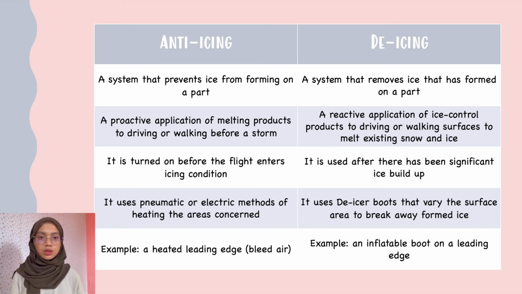So the third difference is anti-icing is usually turned on before the flight enters icing conditions, while de-icing is usually used after a significant amount of ice has built up on the airplane. So the fourth one is anti-icing uses pneumatic or electrical methods to heat the area of concern, while de-icing uses pneumatic boots that vary the surfaces to break away formed ice. And the last difference is, an example of anti-icing is a heated leading edge with air, while de-icing is an inflatable boot on the leading edge.